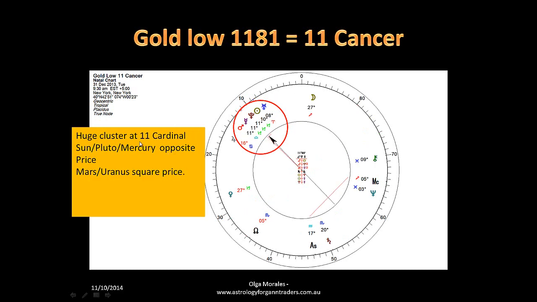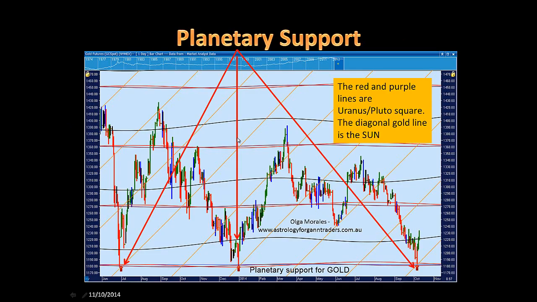There was a huge cluster at 11 degrees of cardinal at that time. You can see them all clustering there, and price found support at 11 degrees of Cancer. The Sun and Pluto, with Mercury, were opposite price, and Mars and Uranus were square price. So this has become so amazing. If we go back, we're talking about this point here.